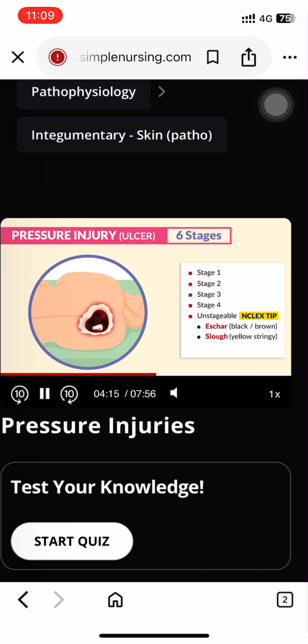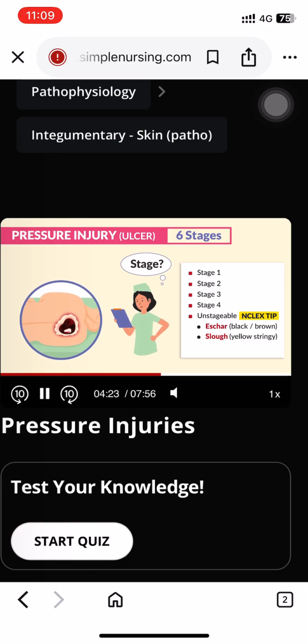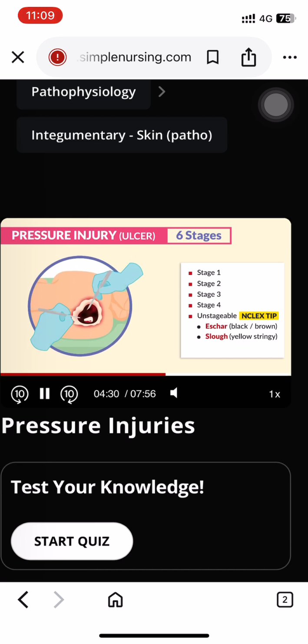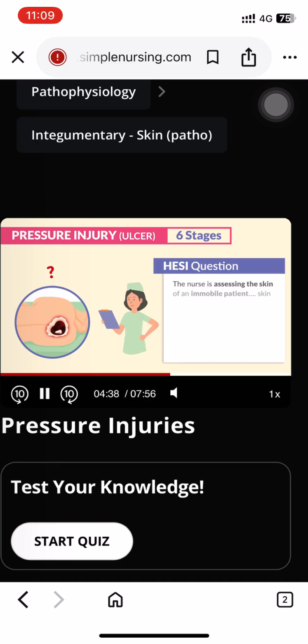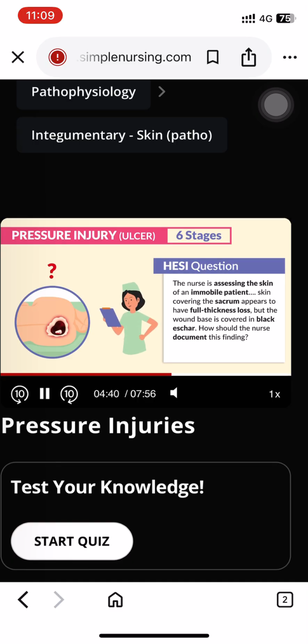Take a good long look at this nasty picture here. A lot of questions ask you to identify this one. Now, since there are 2 colors that are preventing visualization of the wound bed, it's classified as unstageable. These wounds typically need to be cleaned out or debrided in order to visualize the wound bed before a stage is made. So HESI mentions, the nurse is assessing the skin of an immobile patient. Skin covering the sacrum appears to have full thickness loss, but the wound base is covered in black eschar. How does the nurse document the finding?